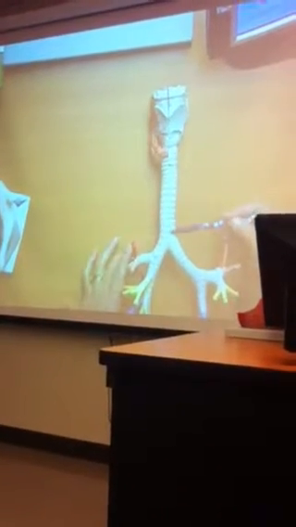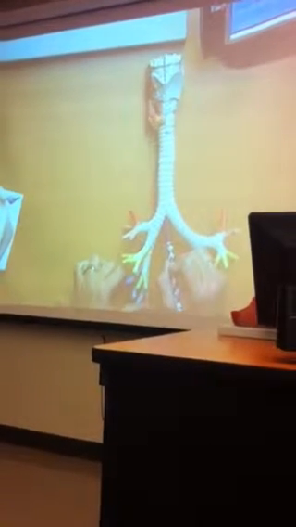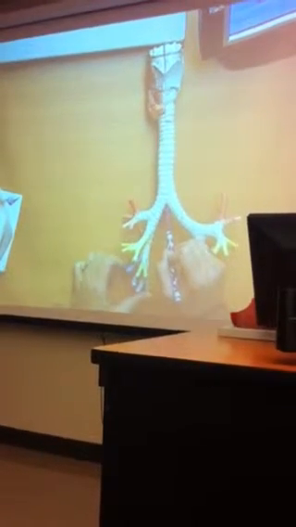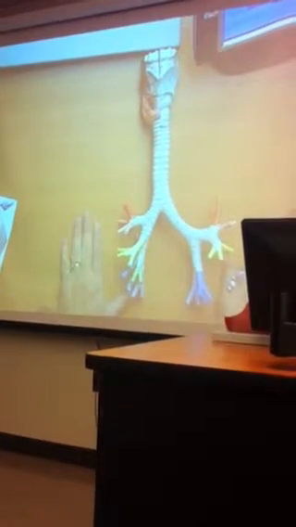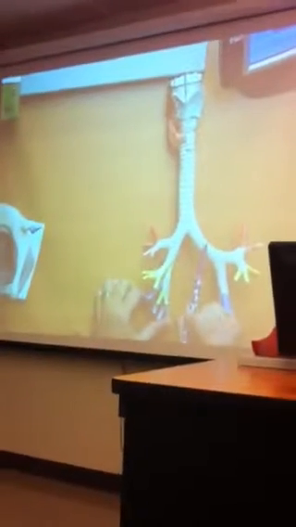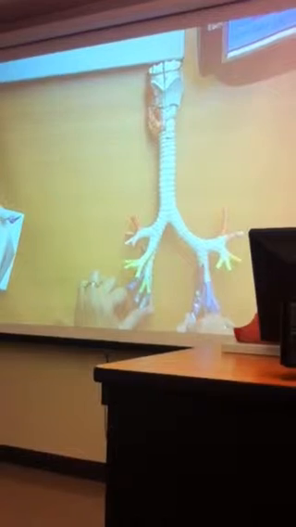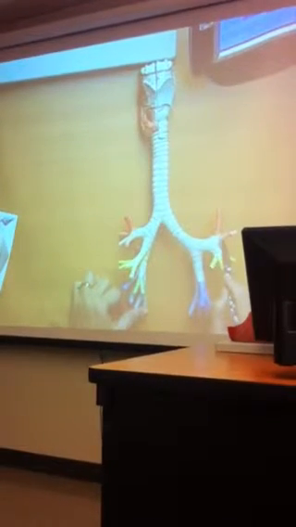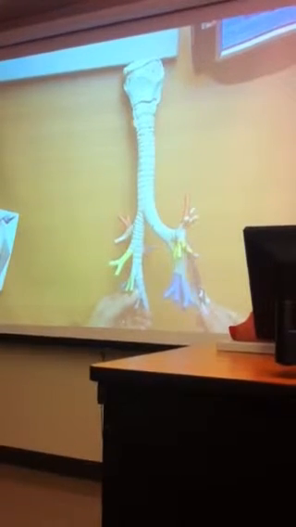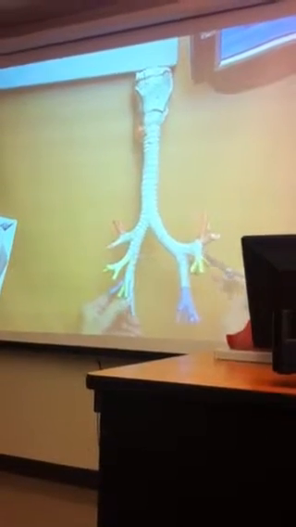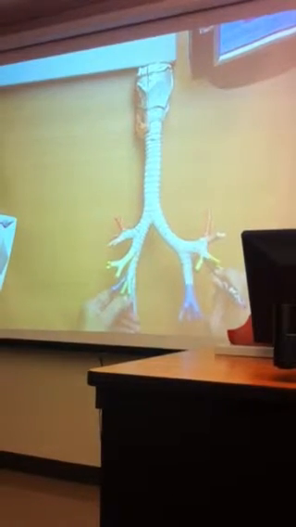What is this? Yeah. What is this? Carina, yes. And this one? Secondary. Primary and secondary. Yes. Which primary? That's the left primary. Secondary. Tertiary. Is this tertiary? Branch. Is this tertiary? No. When the colored portion is coming off the secondary, that is tertiary.